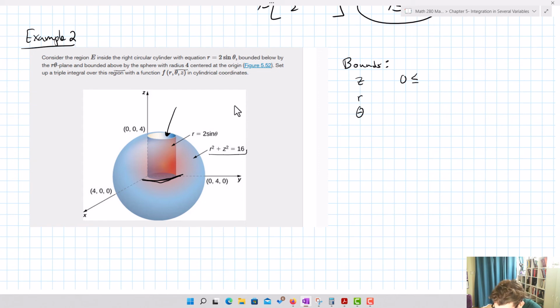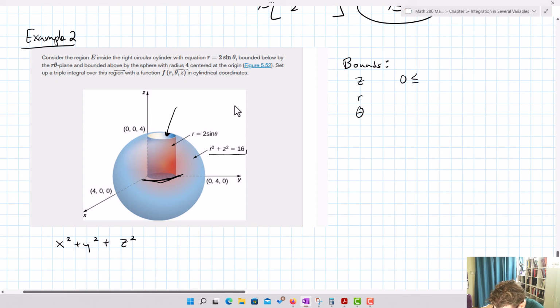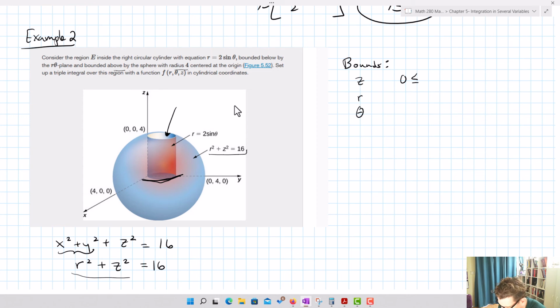The reason why is that normally the equation for a sphere of that nature, x squared plus y squared plus z squared, is going to equal 16. Here x squared plus y squared is actually r squared, so we replace that with r squared in cylindrical, and it becomes r squared plus z squared equals 16. So when you're looking at a sphere, this is the general equation for a sphere in cylindrical coordinates.